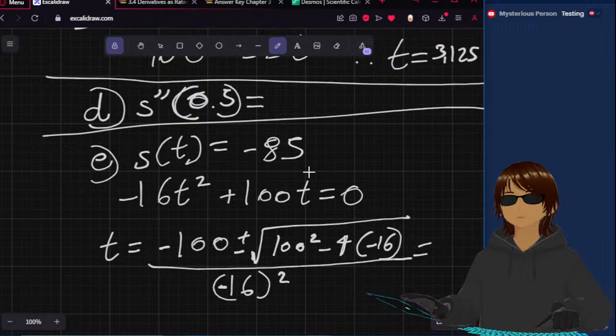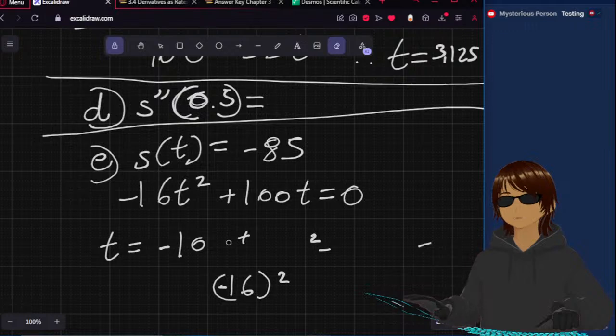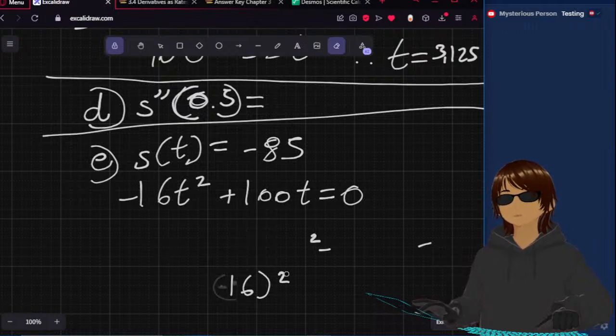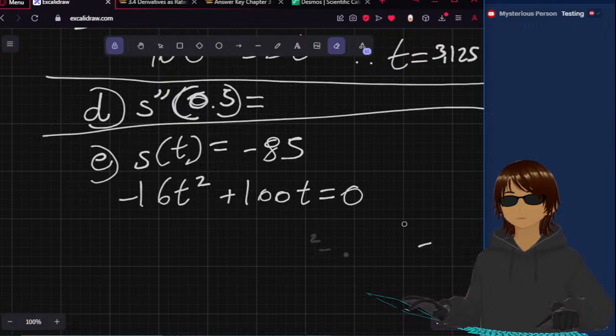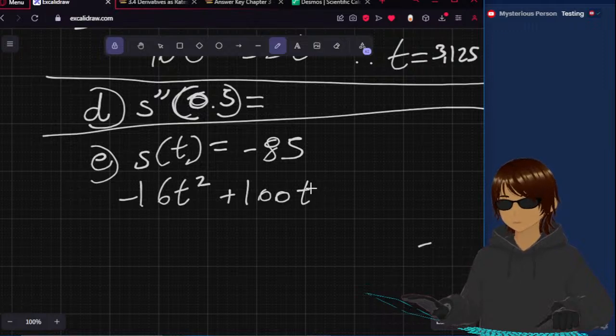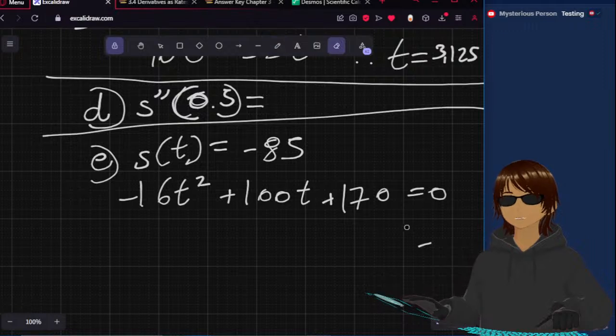Oh, the 85 and 85 wouldn't cancel out. That's my mistake. It got stuck. Plus 170.